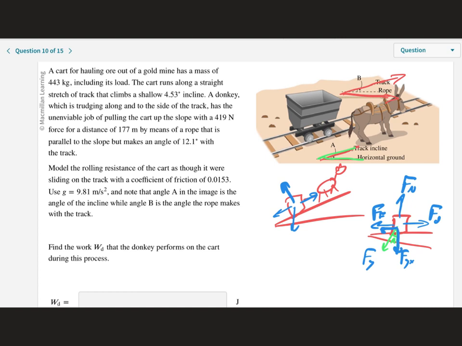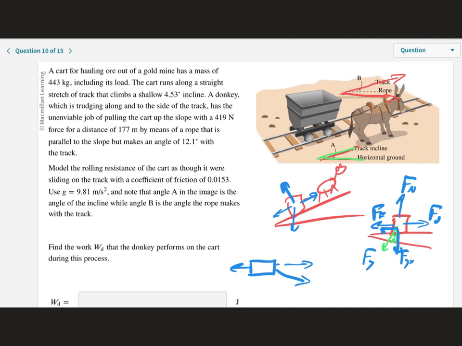Cool. Also, if we're looking at it from a top view, from a bird's eye view, we are in a helicopter above the donkey, it would look kind of like this. You have the cart, you have the donkey pulling this way, its displacement is going that way, you have friction going back. This is the one we're going to use for the work that the donkey is doing. This is the view that is most useful.